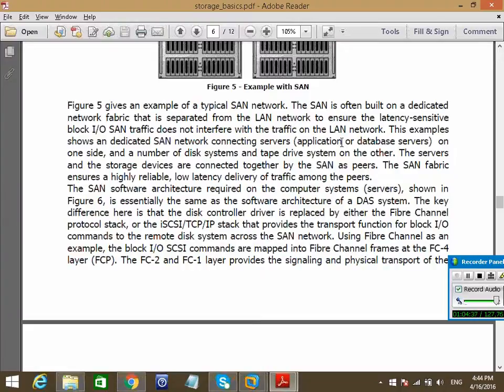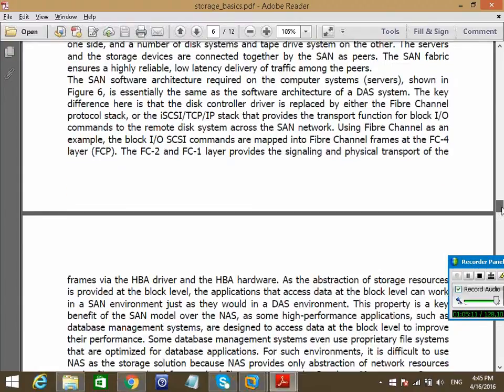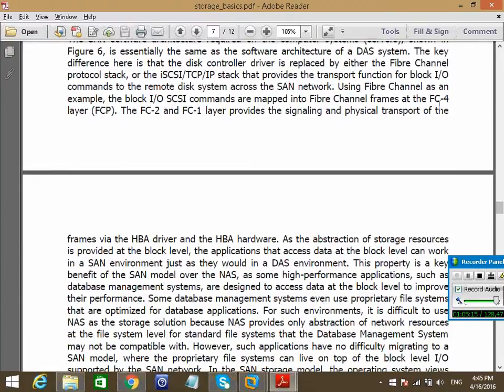The SAN software architecture required on the computer systems shown in the figure is essentially the same as the software architecture of a DAS system. The key difference here is that the disk controller driver is replaced by the Fibre Channel protocol stack or the iSCSI TCP/IP stack, which provides the transportation function for the block I/O commands to the remote disk system across the SAN network. Using Fibre Channel as an example, the block I/O SCSI commands are mapped into a Fibre Channel frame, FC4. So these are the different technologies that we use in Fibre Channel.